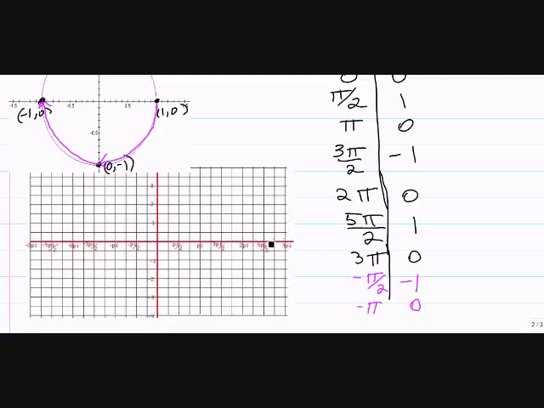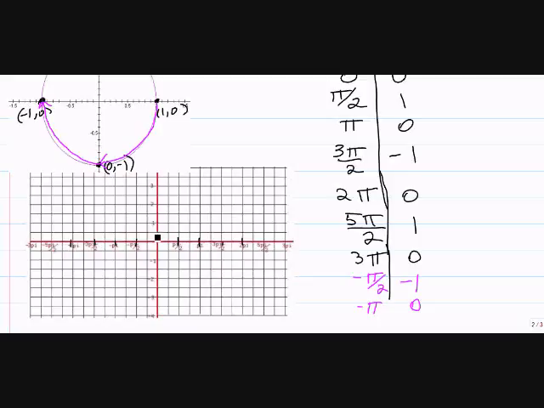See my tick marks on my graph. Here's pi over 2, here's pi. Here's 3 pi over 2, here's 2 pi. So my tick marks are going by half a pi.